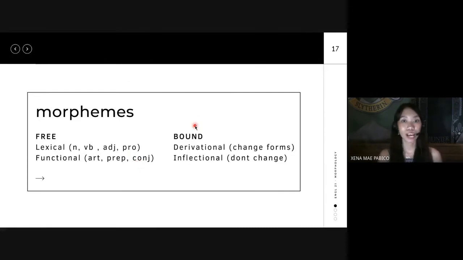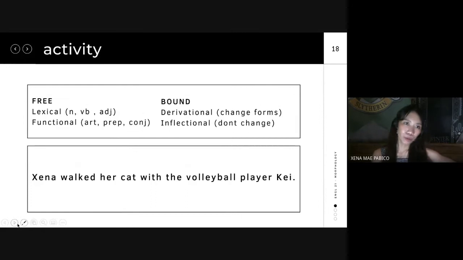Bound morphemes have two categories. The first one is derivational, which changes the grammatical category of the word, and the inflectional, which doesn't change it to something else, but just indicates the grammatical function. We will now go to an activity.